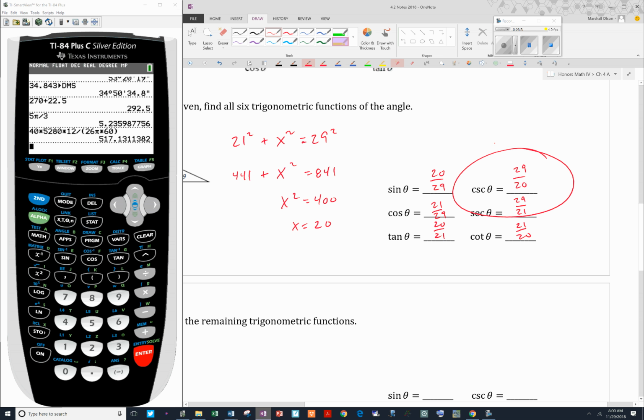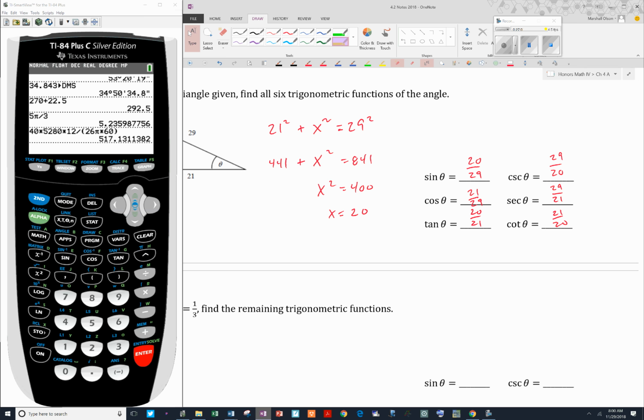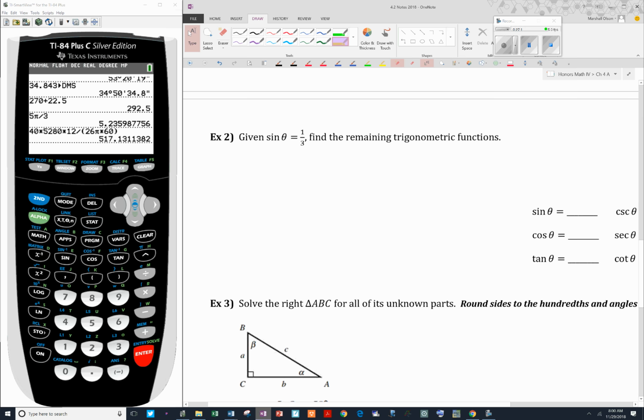Cosecant and secant are always going to be bigger than 1, right? Because you're always going to be flipping two values that are smaller than 1. Questions at all? All right.